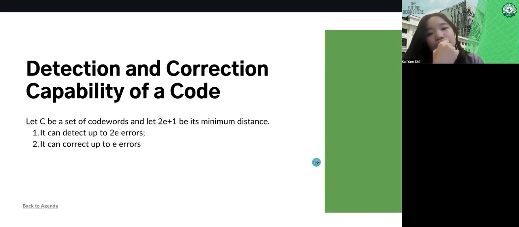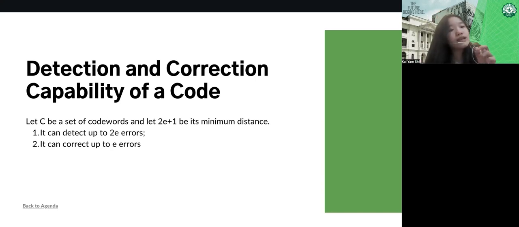So moving on to the detection and correction capability of a code. What I will be discussing is very important and it should be remembered at all times. Let C be a set of code words and let 2e plus 1 be its minimum distance. It means that the minimum distance is equal to 2e plus 1. With this, it can detect up to 2e errors and it can correct up to e errors. So let's have an exercise to further understand it.